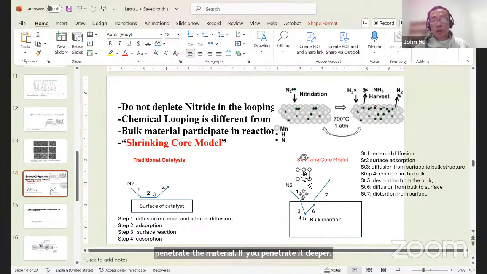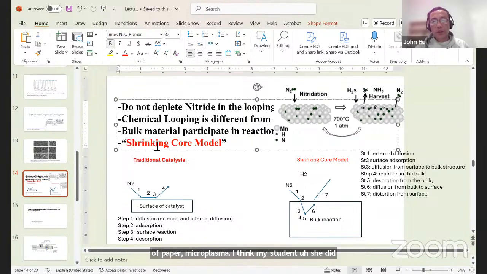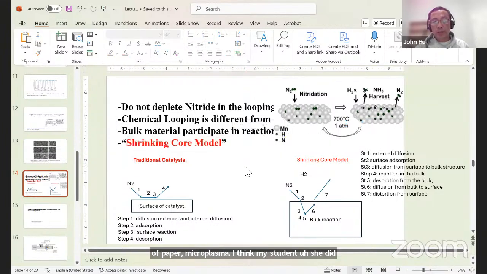So shrinking core model, actually one of my I think the paper sent to you. If you look at the third paper, microwave plasma, I think my student she has a shrinking core model in that paper. I'm pretty sure it's in there, but it's a very complex modeling work. Yeah, so in there you can see it's more complex than catalysis. Okay, so yeah, any questions?